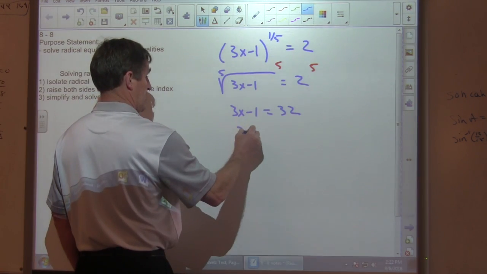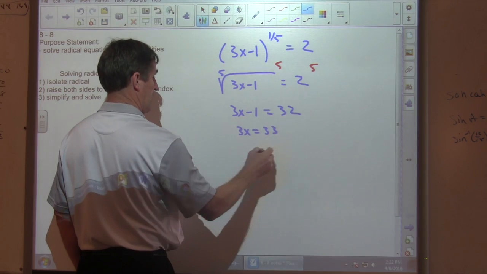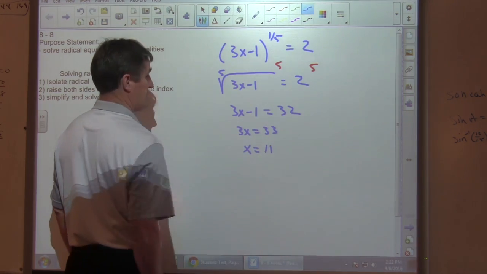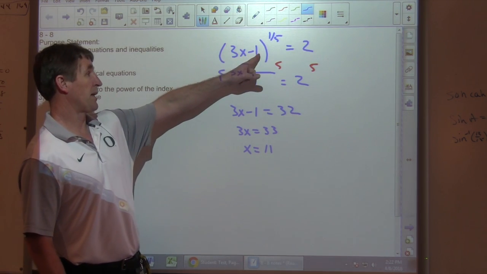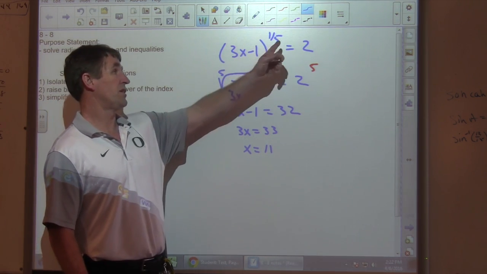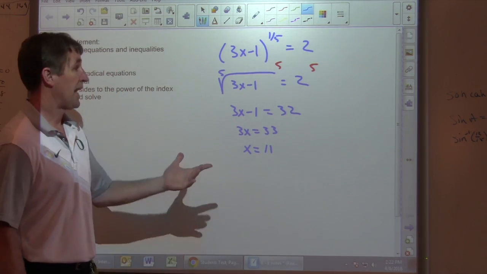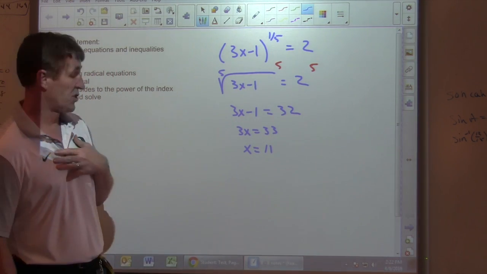Add 1, 3x equals 33. Divide by 3, x equals 11. And we can check it. 3 times 11 is 33, minus 1 is 32, and the 5th root of 32 is 2. So that checks.